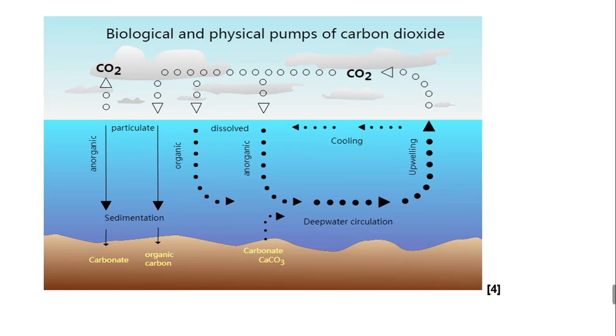And after the marine life's death, it will experience organic matter decomposition, deep water circulation and upwelling, and the carbon dioxide will be reproduced and go back to the atmosphere. Similarly, the CaCO3 sediment at the bottom of the sea is not stable, and in the acidic environment, it will be eroded and experience deep water circulation, upwelling, and reproduce CO2 that goes back to the atmosphere.